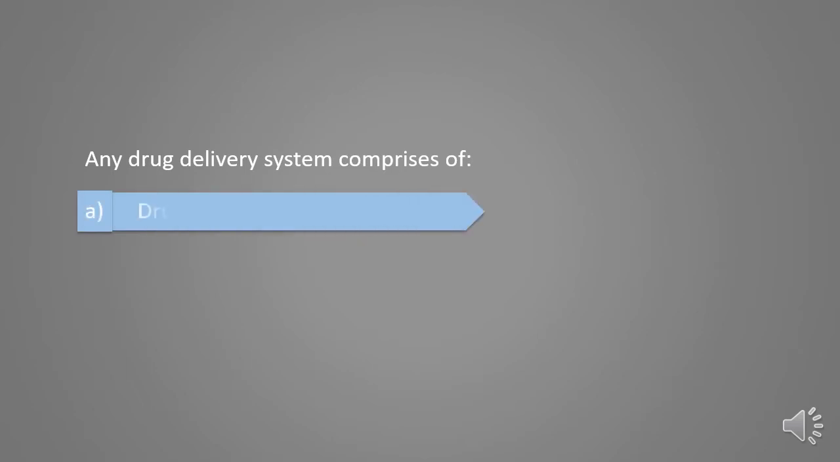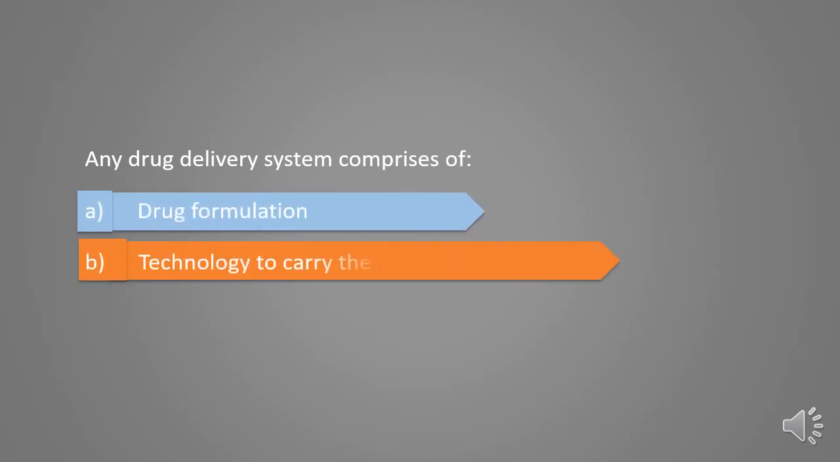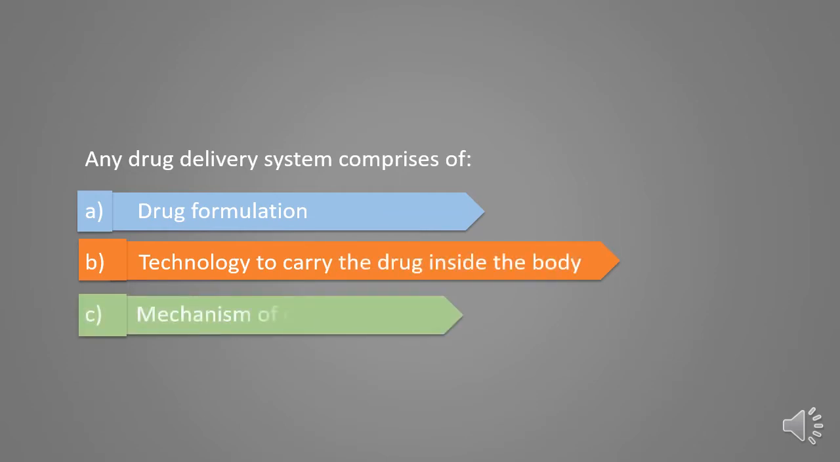In this lecture, we are going to discuss the drug delivery systems. So let's look into what a drug delivery system comprises of. It includes a drug formulation, a technology to carry the drug inside the body, and mechanism of drug release.